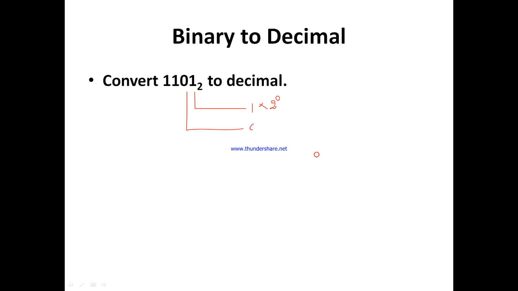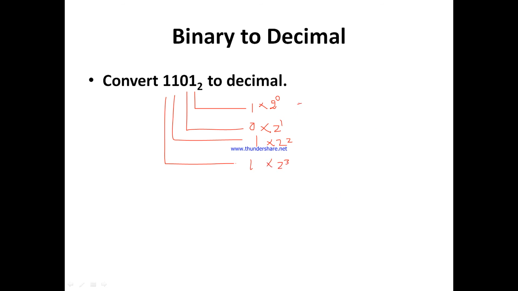Then binary to decimal. We are going to convert this binary number, 1101, to a decimal number. The same procedure will be followed here also. See this: 1 into 2 power 0, then the next one is 0 into 2 power 1. The next one is 1 into 2 power 2. Then finally again 1 into 2 power 3.